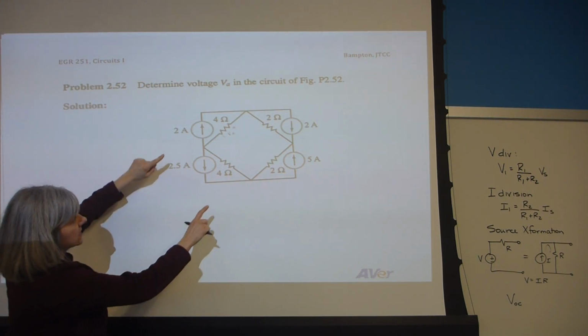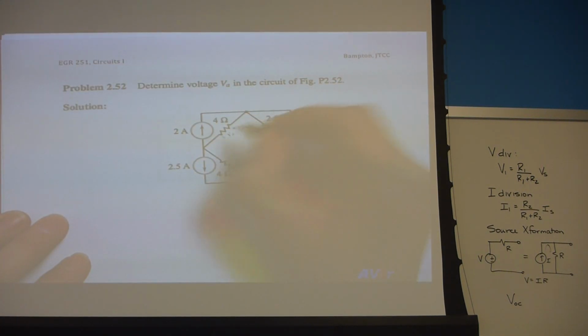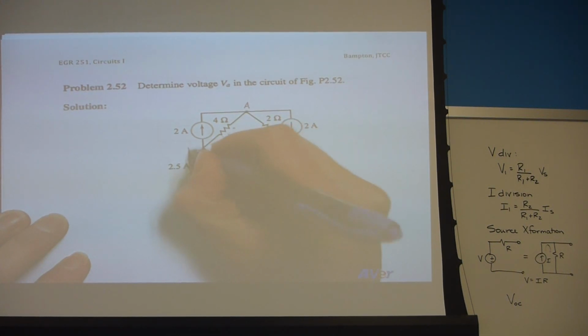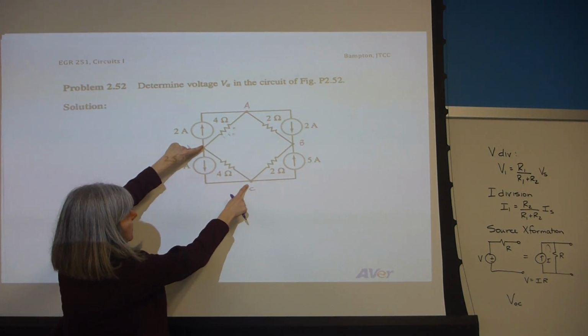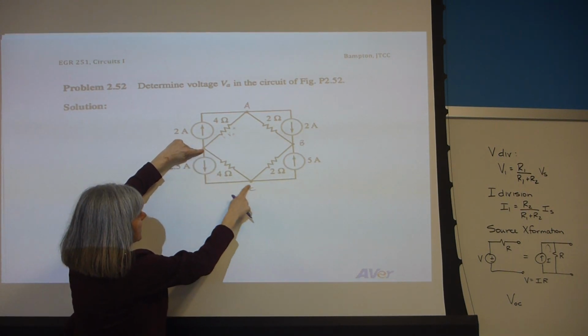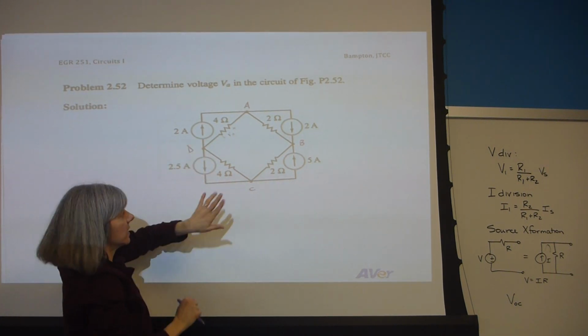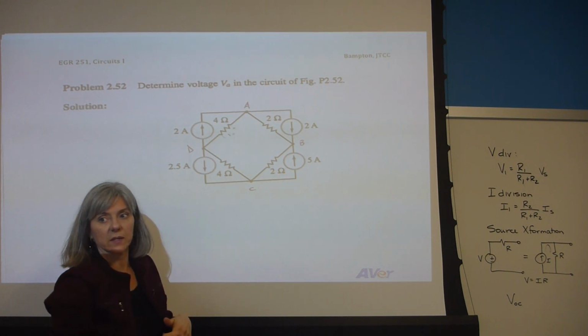And importantly, what I see here, in fact, let me draw in some nodes. I'm going to label these nodes A, B, C, D. If I look between these nodes, these two components are actually in parallel. The current source is connected between D and C, and the resistor is connected between D and C. So we have parallel in this corner, parallel. In fact, all the corners are parallel.